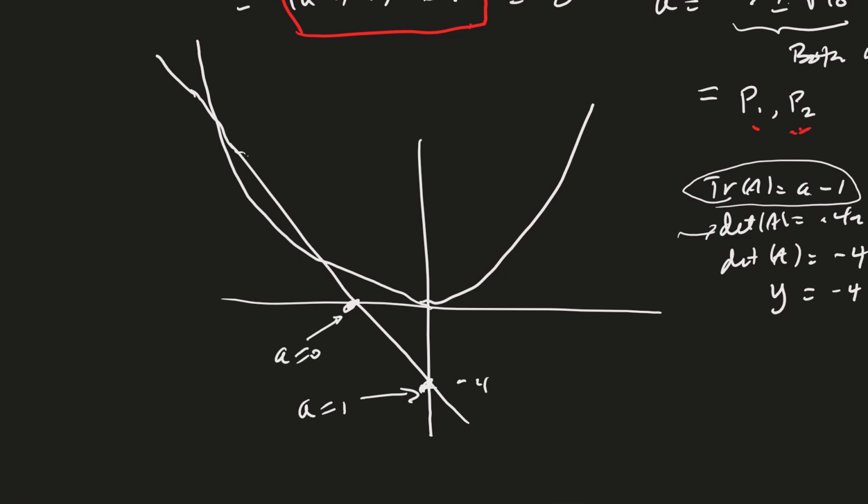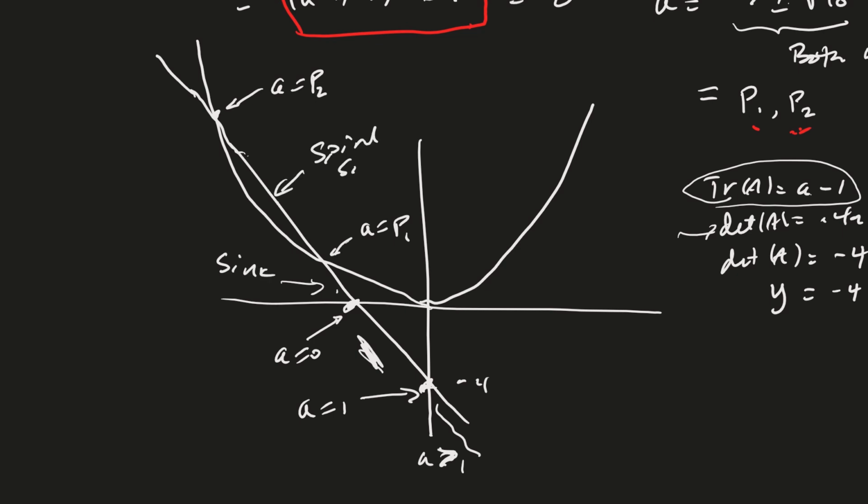And so you can already see we're in this region if a is bigger than 1. We're in this region if a is between 0 and 1. And so this point is where a is equal to P1. And this point is where a is equal to P2. So what happens if a is between P1 and P2? We're going to have a spiral sink. This region is going to be a spiral sink. And then we come back to a sink again when we get out here.